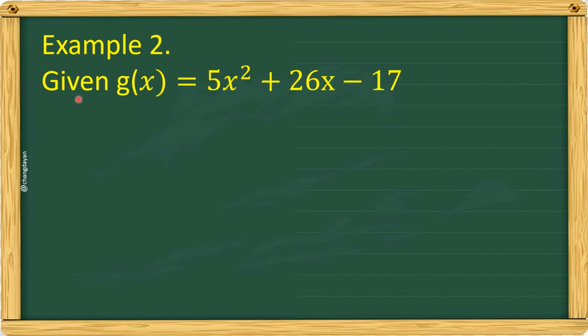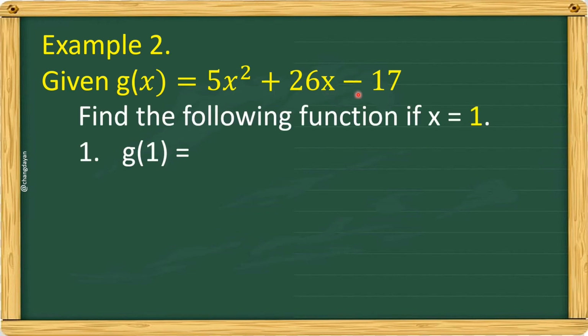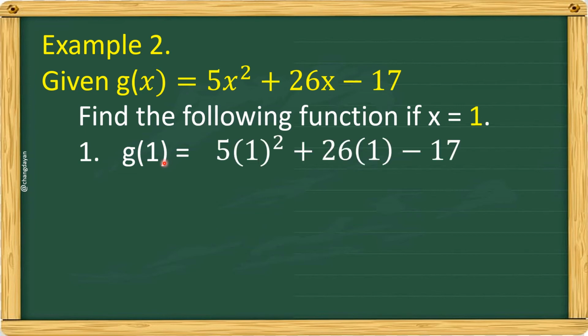What if we have g of x equals 5x squared plus 26x minus 17? Baliktad ang gagawin natin. Given here, x is equal to 1. G of 1. Just substitute. So, 5 times 1 squared plus 26 times 1 minus 17. So, let us simplify this one first.